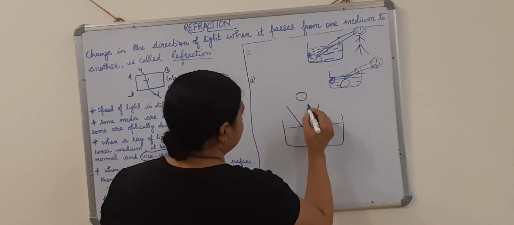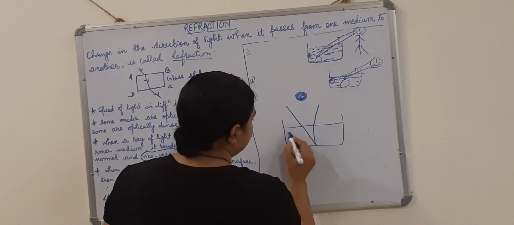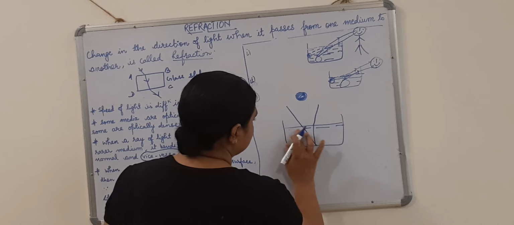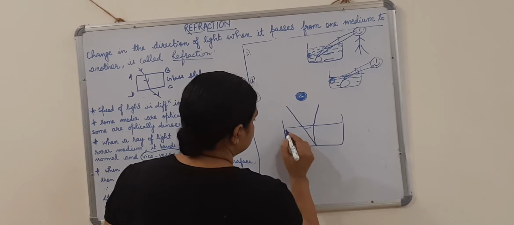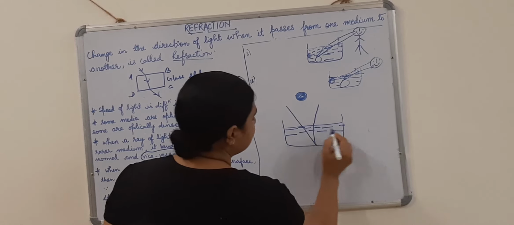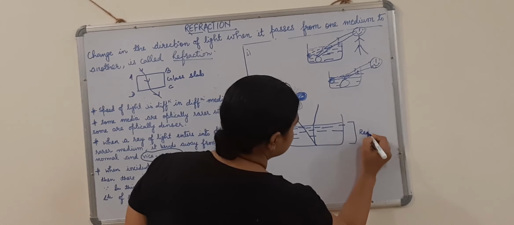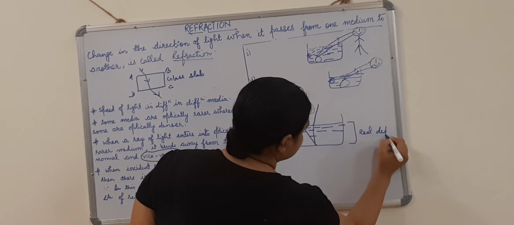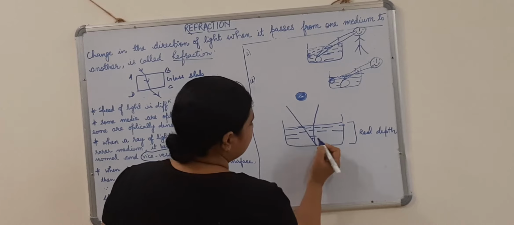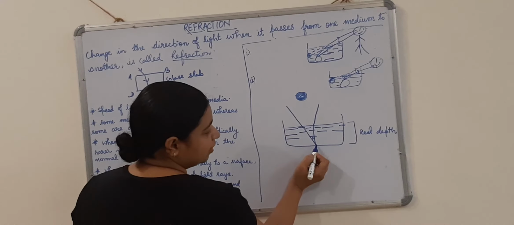Fine? But then this is without water. Now there is water. You will be able to see the apparent depth. This is the real depth of the pool. Now what will happen? You will see that the bottom of the pool is here, not here.